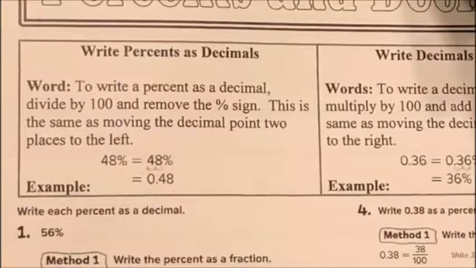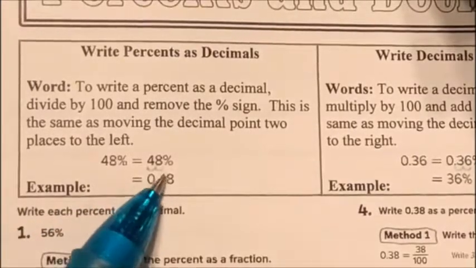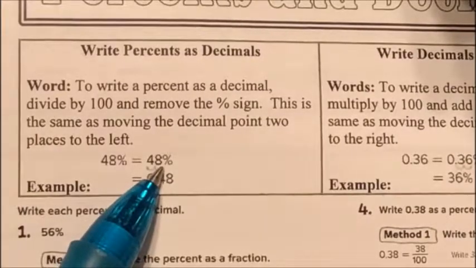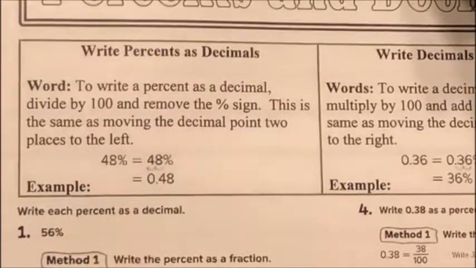So 48% becomes 0.48. So I divided by 100, which is the same thing as moving the decimal 2 places to the left. So you can see the decimal realistically was here. I moved it 2 places to become 0.48.